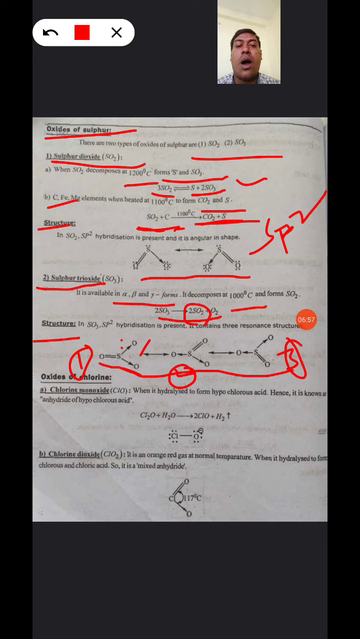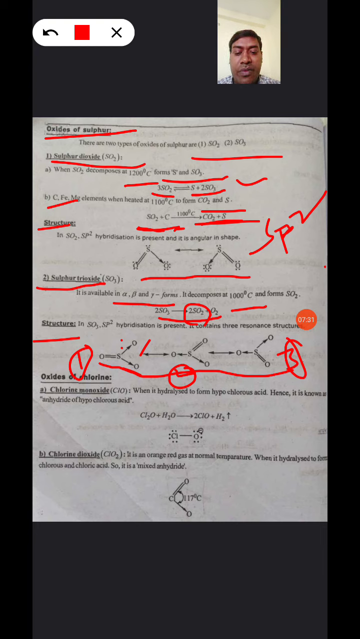So these are the oxides of sulfur. Sulfur forms 2 types of oxides: sulfur dioxide and sulfur trioxide. The next one, we are discussing oxides of chlorine. Generally chlorine reacts with oxygen and forms different types of oxides.